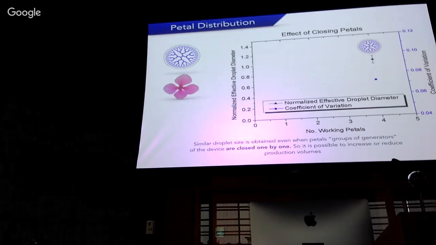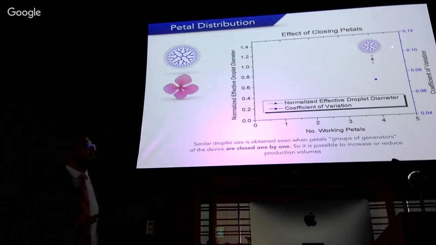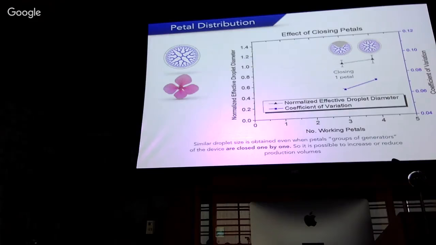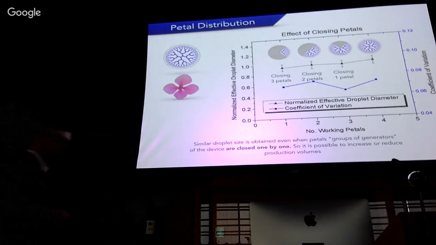And the answer is this graph. Here we're plotting the normalized effective droplet diameter and the coefficient of variation. The coefficient of variation just tells you a number for the dispersion of the size. And we get these two quantities for a full device. Then what happens if we close one petal and then adjust the flow rate so that they operate in the same regime? And you see that there is not much change. So we close 2 and 3 petals, and we can see that there is almost no change in the droplet diameter nor in the coefficient of variation.